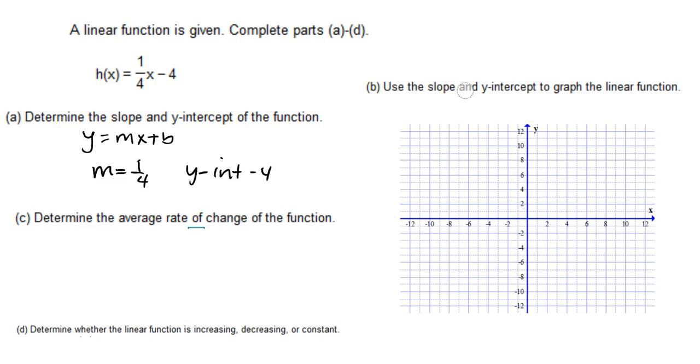Then we're going to use the slope and the y-intercept to graph the linear function. So we have a y-intercept of -4, and the slope is 1/4, so I'm going to rise 1 and run 4 and connect those 2 points with a straight line.